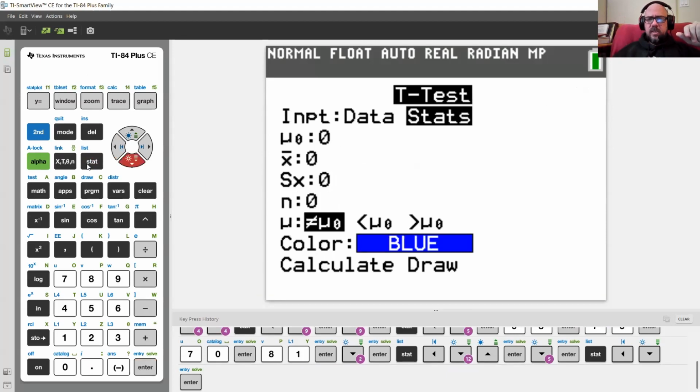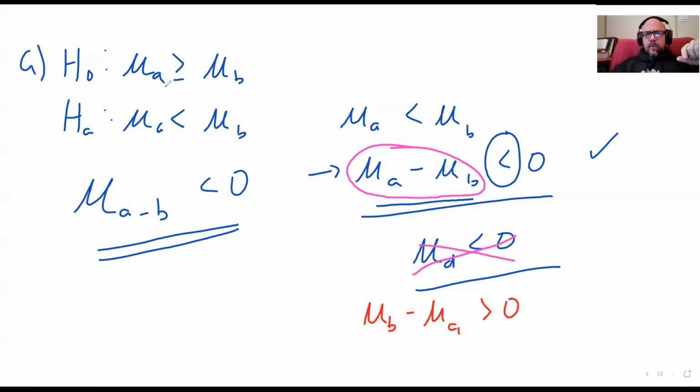We're going to put in the stats. mu0 is 0 because we are looking at these hypotheses, which is where writing them like this is really helpful.